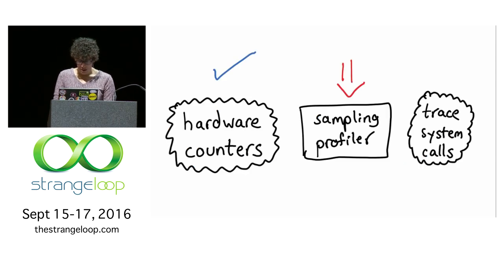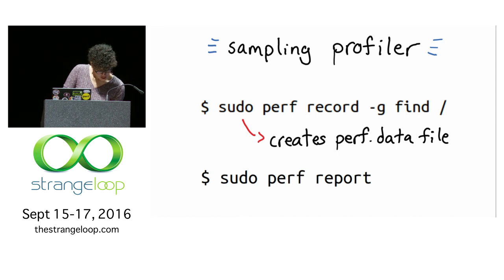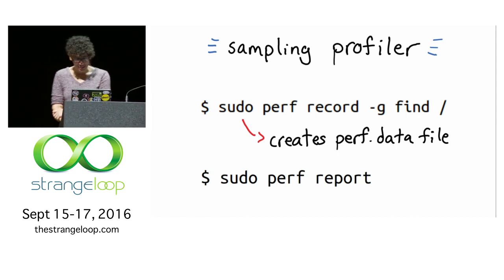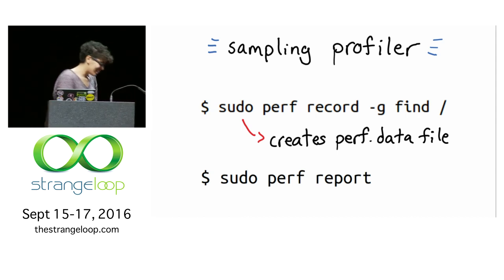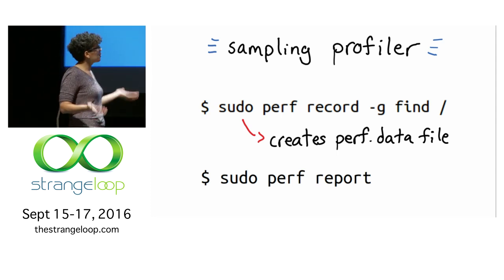Cool. So we know hardware counters. Let's talk a little bit about the sampling profiler. Yeah, I can maybe even talk about how it works. OK, cool. So perf has a sampling profiler, which is what happens when you run perf top.